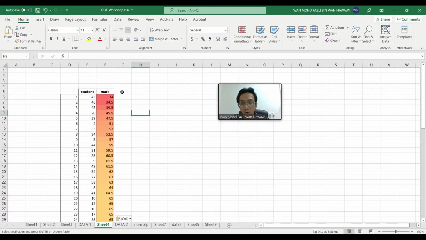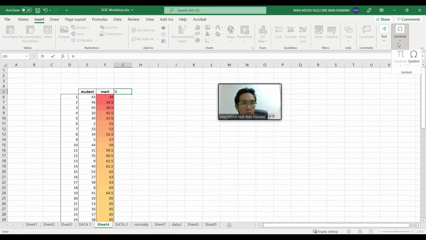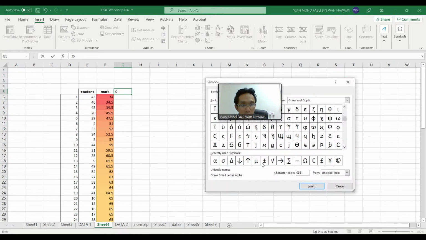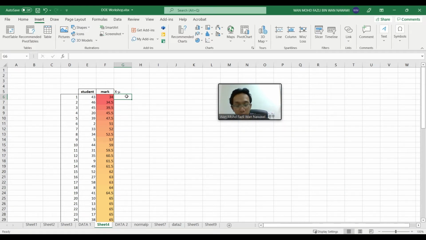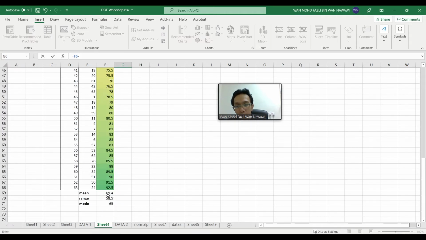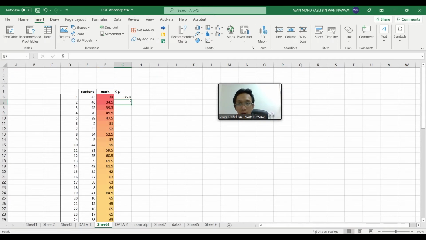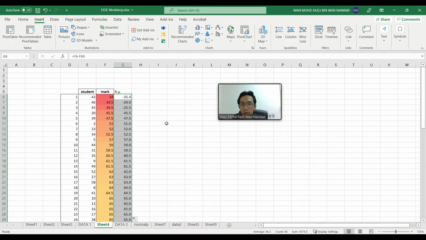So basically we put here x minus mu. Insert, format, insert symbol, maybe mu, insert mu. Okay, so x minus mu. Basically this is the x value minus the mean, which is mu, minus the average. So minus the average, you get a negative. And then if you go down, you get all these values.